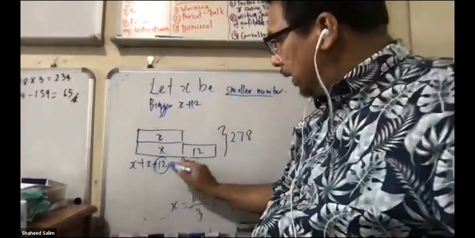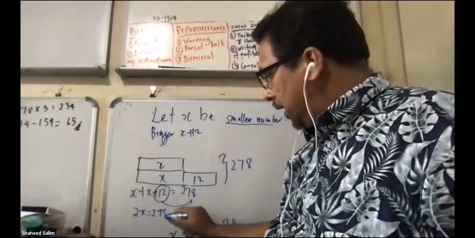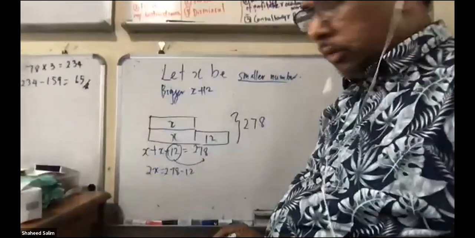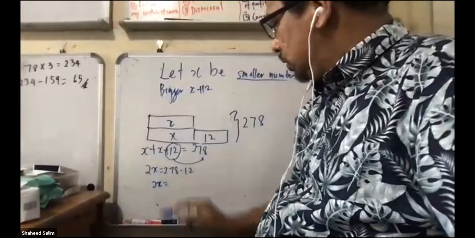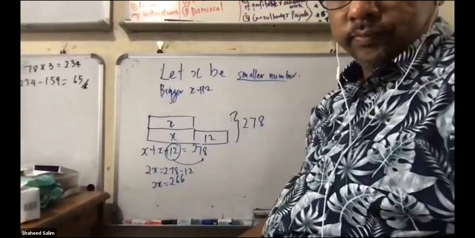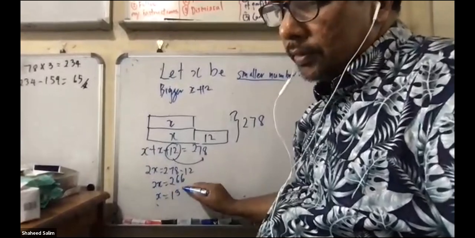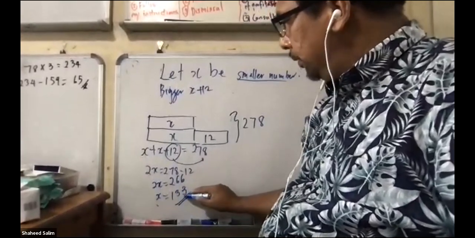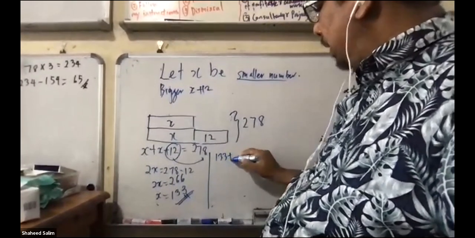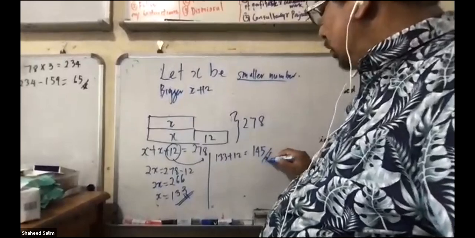So you bring the 12 over. You get 2x equals to 278 minus 12. 2x equals to 266. x equals 133. So x is a smaller number. The bigger number you must plus 12, okay? You don't plus 2 down here. So the bigger number is 133 plus 12 equals 145. These are your two numbers.